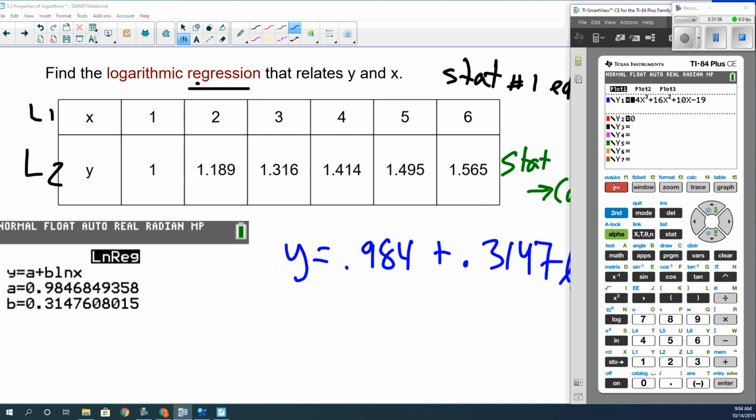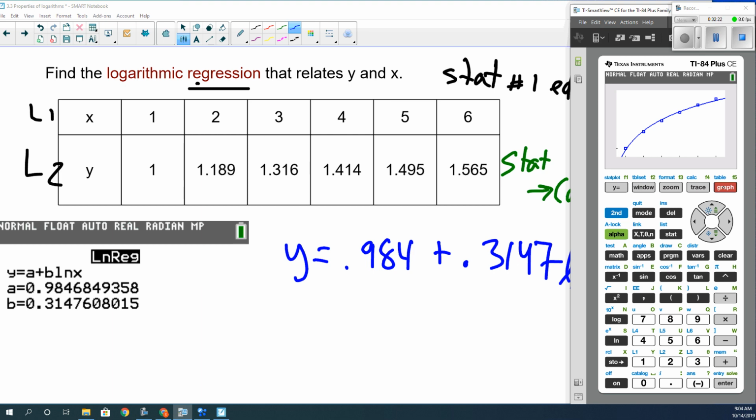Oops, but I also need to go to y equals and erase other equations I have in there. And then I'm going to type in my new equation, 0.94984 plus 0.3147 natural log x. So I just type in the equation I came up with. And then we can see that it fit the data pretty good. So that was a good fit.